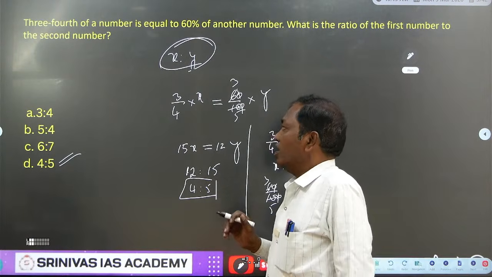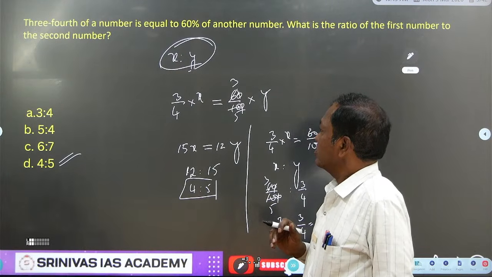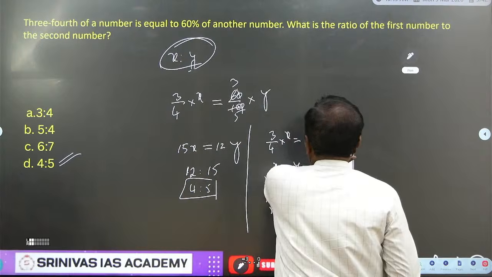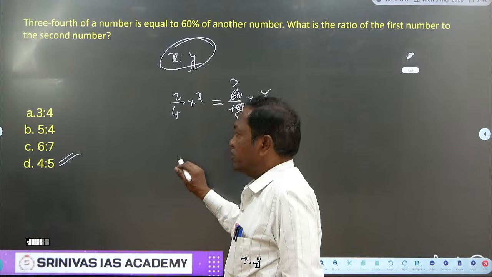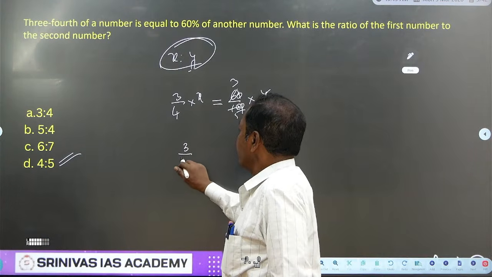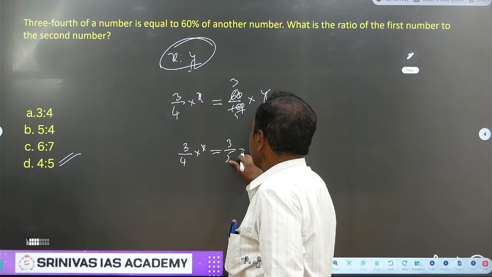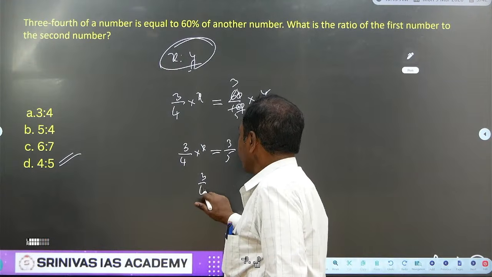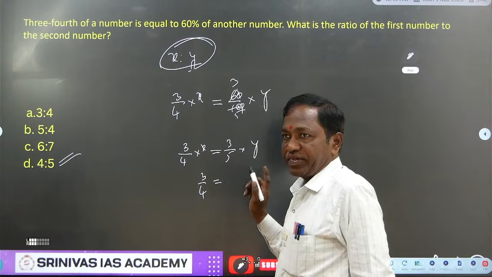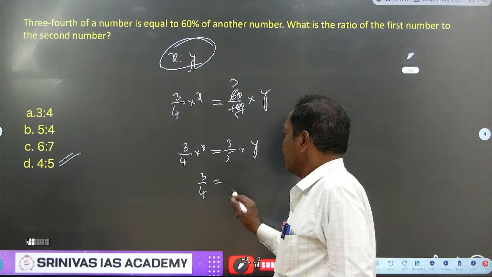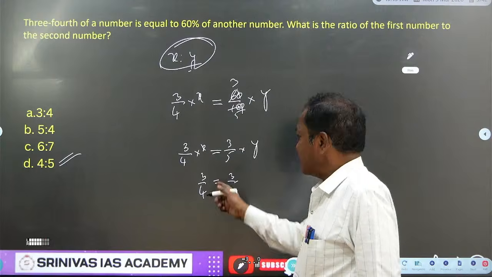No. 15x equals 12y. See, I'll tell you the detail. You look here. 3 by 4 into x is to 3 by 5 into y. Leave it. 3 by 4. No, see here, I'll tell you. As it is, I am writing. No shifting. 3 by 4, this is 3 by 5. Don't take x, y, let it be. This is the x value, this is the y value.